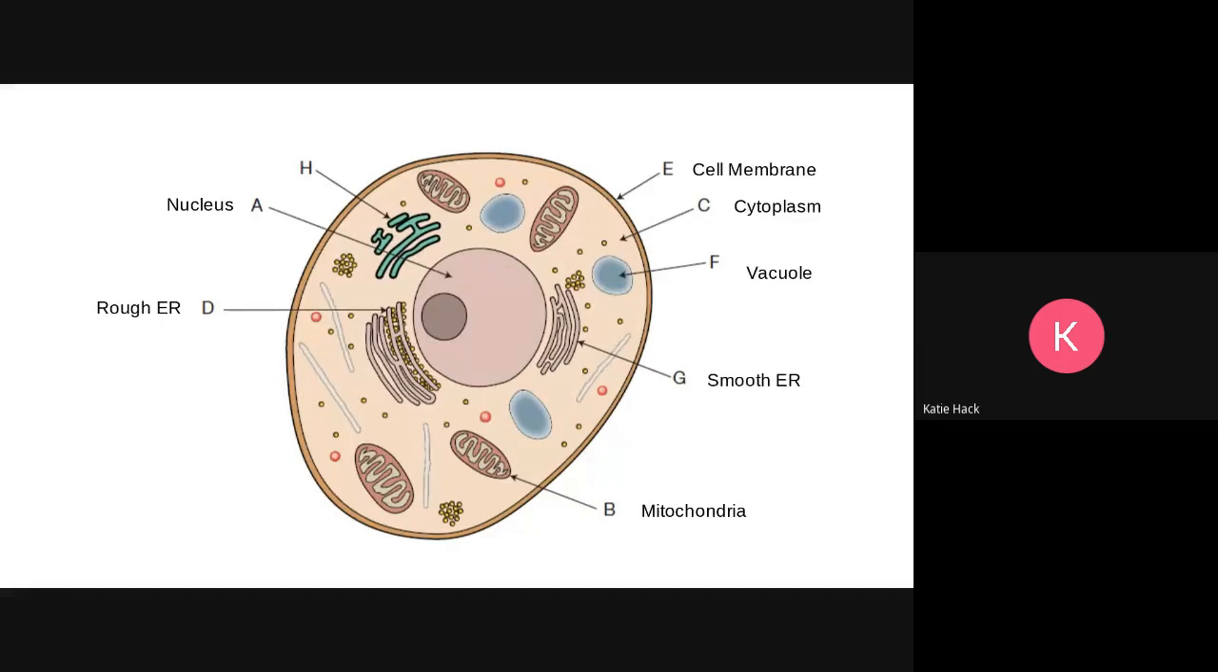G is going to be your smooth ER because there are not any ribosomes attached to it. H is your Golgi apparatus.